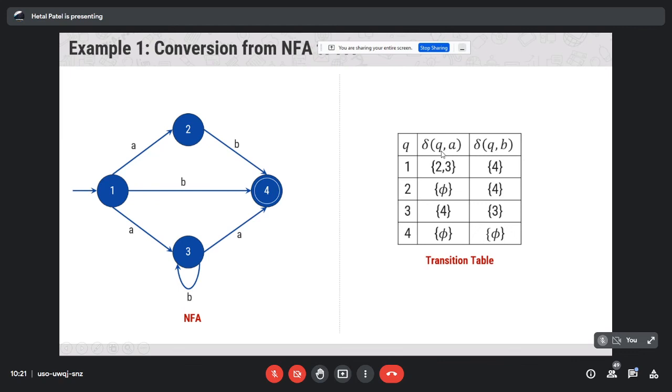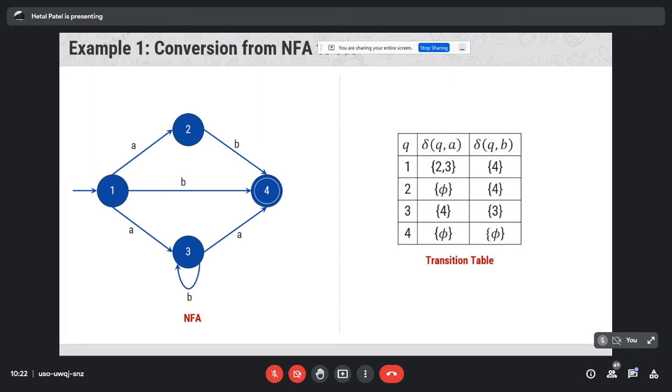Input Q and state Q and input A. So here state 1 with input A goes to states number 2 and 3. So you can draw the non-deterministic finite automata from this transition table, or you can make the transition table from the given NFA. So the first task: given a non-deterministic finite automata, design the transition table, or given a transition table, draw the NFA. Fine.